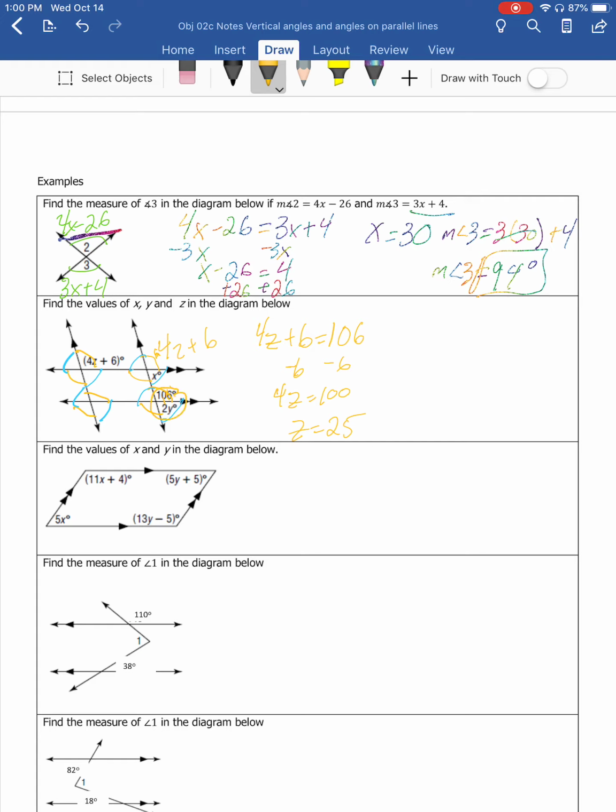I know that this is a linear pair, so I know 2y plus 106 is equal to 180, because the measures of a linear pair add to 180. Subtract 106, subtract 106. 2y is equal to 180 minus 106, which is 74. Divide by 2, that's going to be 37. Okay, so y is equal to 37, which when I plug it in, 2 times 37 is 74. 106 minus 74 is going to be, or plus 74.